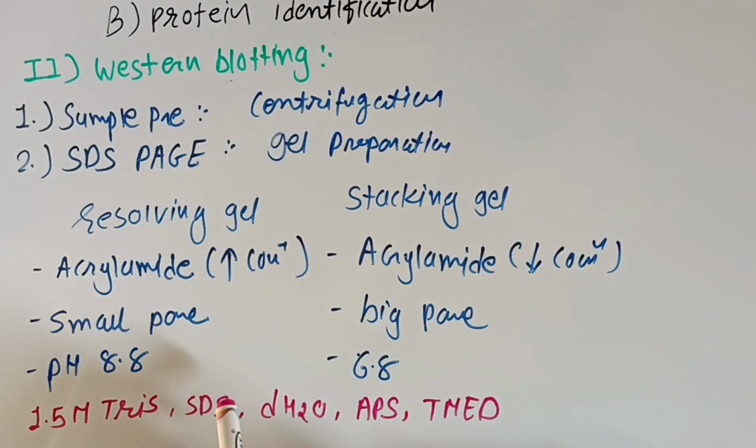If our protein is small in size or Dalton, the resolving gel is used, and if it is big, the stacking gel is used. The resolving gel has a higher concentration of acrylamide, while the stacking gel has a lower concentration, so small pores and big pores, and the pH is 8.8 and 6.8. The other components are the same: 1.5 molar Tris, SDS, DH2O, APS (ammonium persulfate), and TEMED, that is tetramethylethane-1,2-diamine. So this is the SDS-PAGE gel preparation.